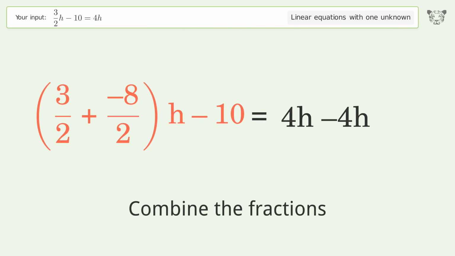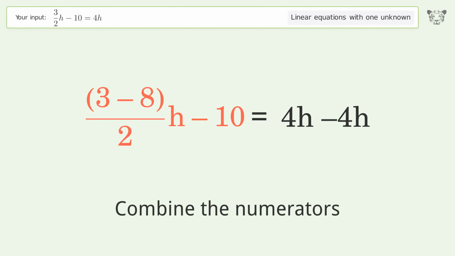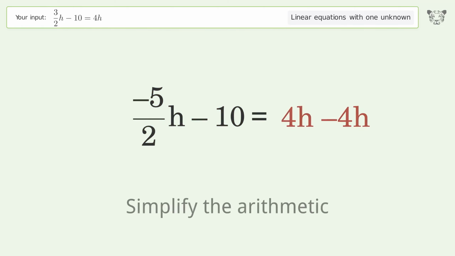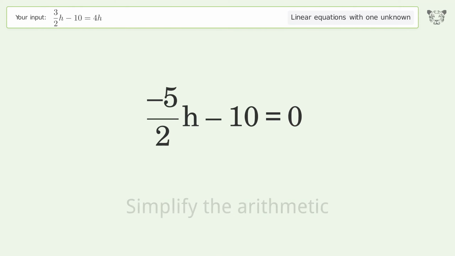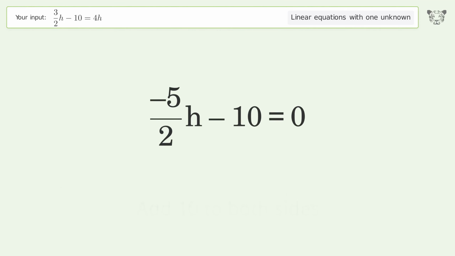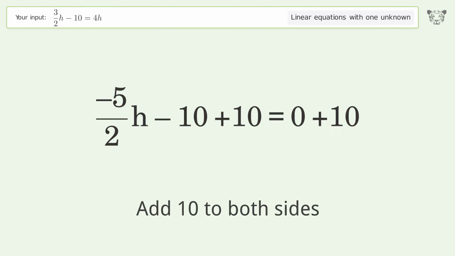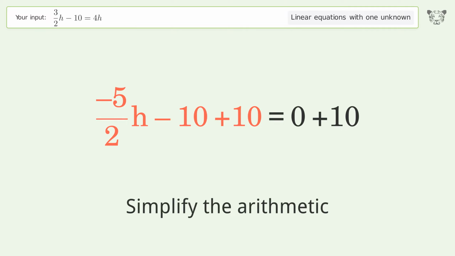Combine the fractions. Combine the numerators. Simplify the arithmetic. Group all constants on the right side of the equation. Add 10 to both sides. Simplify the arithmetic.